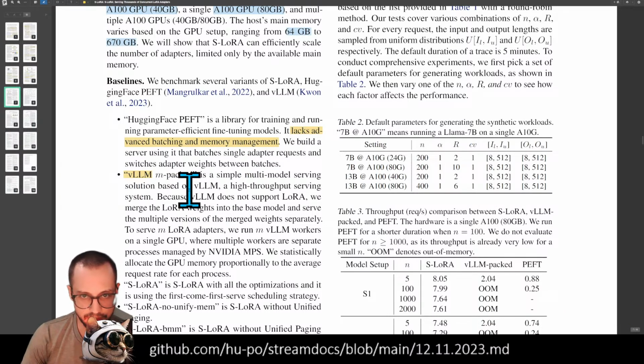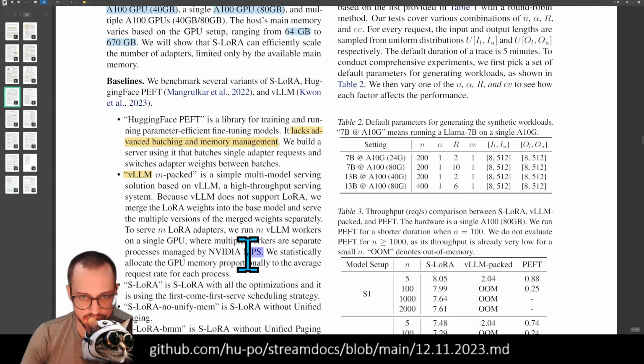Simple multi-model serving based on a high throughput serving system. It does not support LoRA. We merge the LoRA weights into the base model and serve the multiple versions of the weights separately. To serve M LoRA adapters, we run vLLM workers on a single GPU, where multiple workers are separate processes managed by NVIDIA MPS.